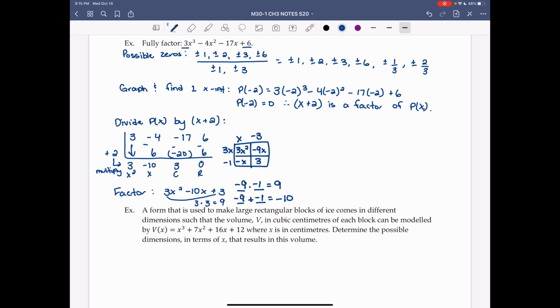Then we would get 3x minus 1 times x minus 3 is the factored form of our trinomial. The factored form of our polynomial p of x would be x plus 2, our first factor, times 3x minus 1 times x minus 3.